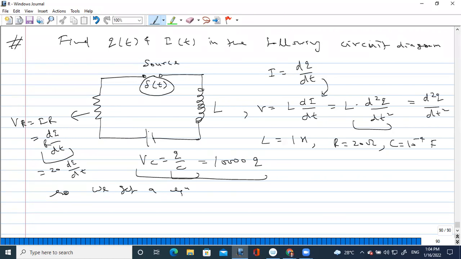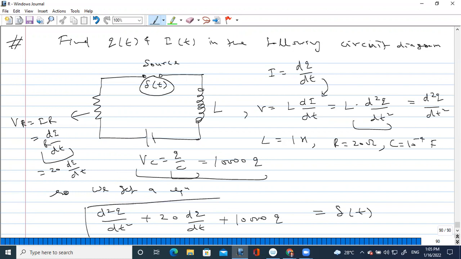Okay, so we get an equation that this delta t value will be running, and it is equal to d2q by dt square plus 20 dq by dt plus 10,000 q. So this has become equal to this. This is a second order differential equation, and it can be solved by the Laplace. So note down this first.